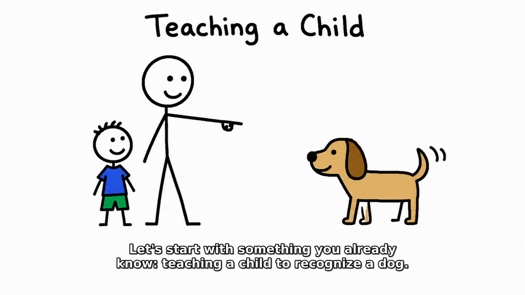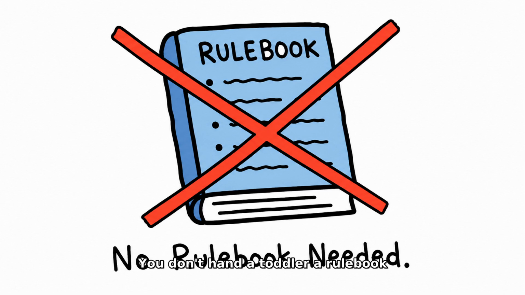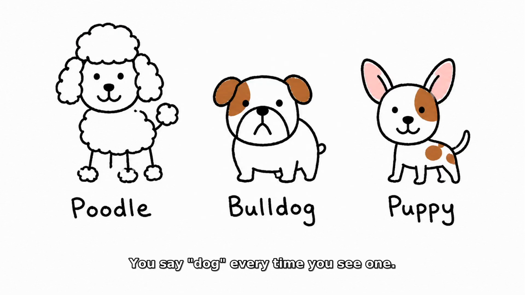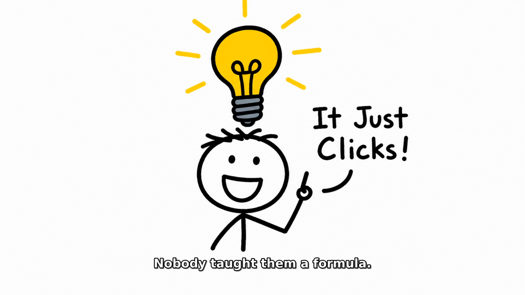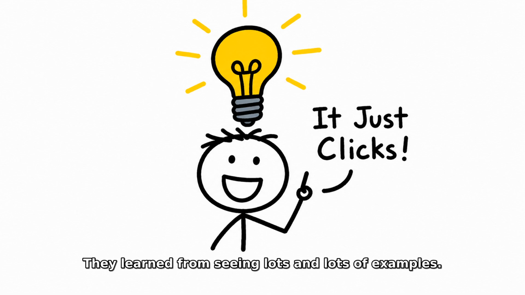You don't hand a toddler a rule book that says a dog has 4 legs, fur, and a tail. Instead, you point at dogs. You say dog every time you see one. A poodle, a bulldog, a tiny puppy. After enough examples, the child just knows. Nobody taught them a formula. They learn from seeing lots and lots of examples.